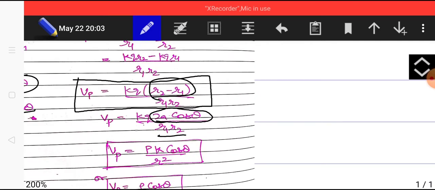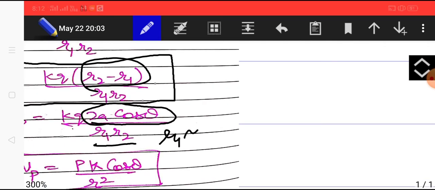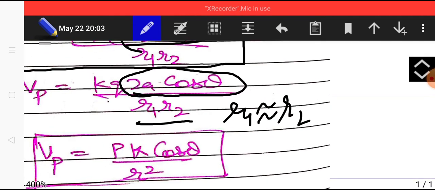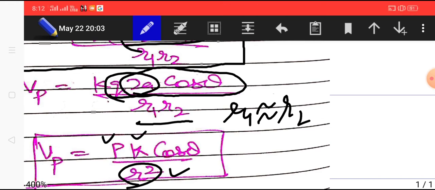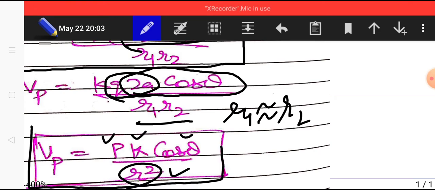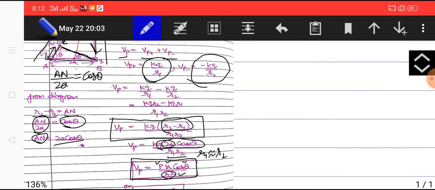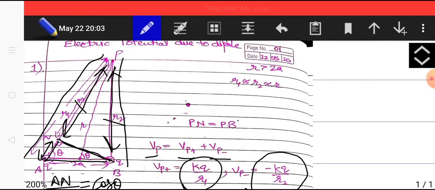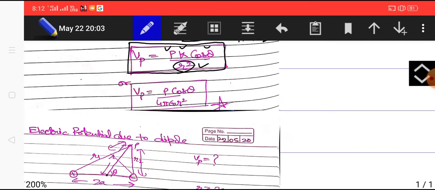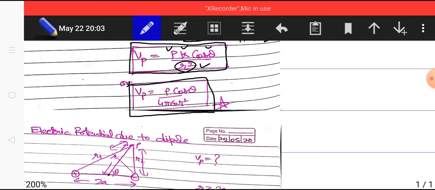In the multiplication of r1 and r2, we can consider r1 approximately equal to r2, but we cannot consider it in the difference in the numerator, because if the numerator becomes 0, everything will become 0. That's why in place of r2 minus r1, we have calculated the value of AN, and for r1 r2, we can simply write approximately r square. q into 2a, we know that is p, so it will become kp cos theta divided by r square. That is the formula of potential due to a dipole at any point which is making angle theta with the center of the dipole, at r distance. Or we can also write it as Vp is equal to p cos theta divided by 4 pi epsilon naught r square, as k is equal to 1 by 4 pi epsilon naught.